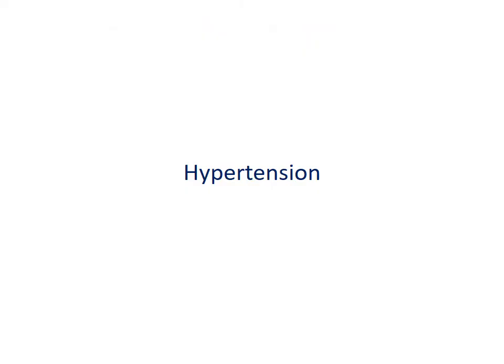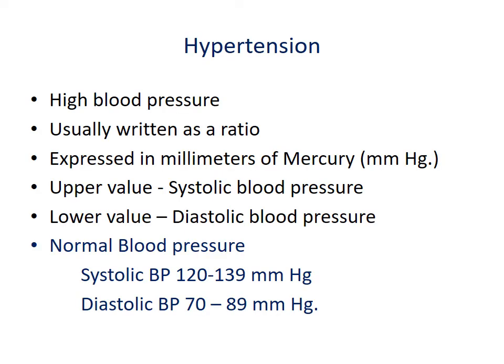So let's give a few of the examples. The first one is hypertension, which is high blood pressure, usually written as a ratio and expressed in millimeters of mercury. The upper value is systolic blood pressure, the lower value is diastolic blood pressure. Blood pressure is usually presented as normal systolic of 120 to 139 and diastolic of 70 to 89. So in essence, it assumes that everybody whose blood pressure is 140 over 90 has hypertension.